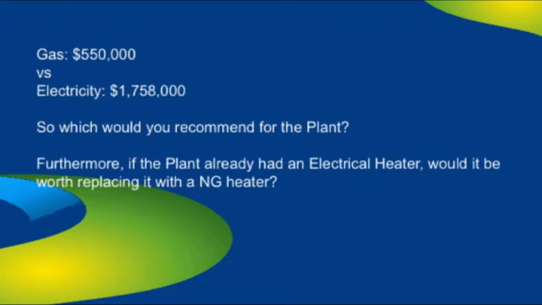So we've calculated that our gas will cost $550,000, or if we did it with electricity, it would be about $1.8 million. So which would you recommend for the plant? Furthermore, if the plant already had an electrical heater, would it be worth replacing it at this point with a natural gas heater?